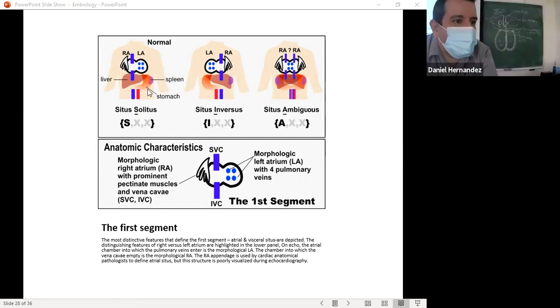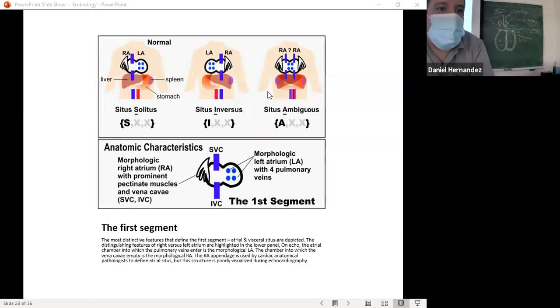So we can also have situs solitus, which is our normal orientation, where we have the right atria on the right, left atria on the left, liver, spleen, normal orientation. You have situs inversus, where things are flipped. Your right atria is now on the left side, left atria on the right. Liver and spleen are shifted, and your aorta and IVC are inverted as well.